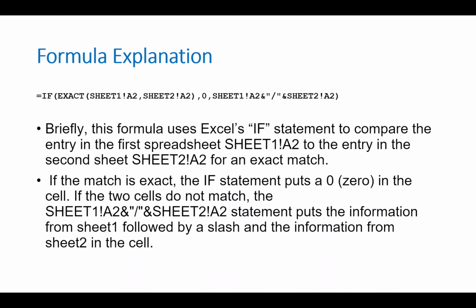If the two cells are not matched, it puts this information where you have information from sheet 1, a slash, and then information from sheet 2. And it puts that information in the cell to indicate that there was a difference.